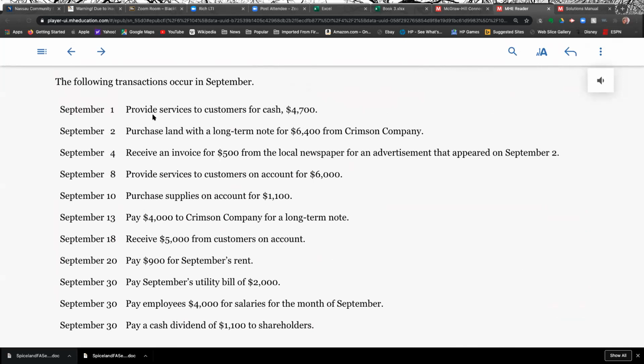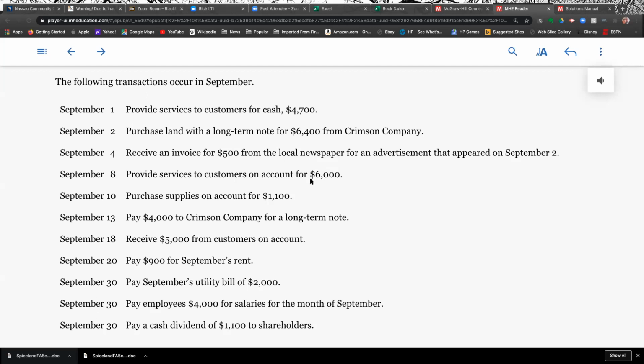All right, so just take a look at some of the transactions. Provide services for cash, right? Increase cash, increase service revenue. Purchase land with a long-term note payable. Increase land, increase notes payable. Received an invoice for $500 from the local newspaper for an advertisement that appeared on September 2nd. Well, advertising is an expense, right? Advertising is an expense. And when you see received an invoice, it means you didn't pay for it yet. So what is that? That's accounts payable.